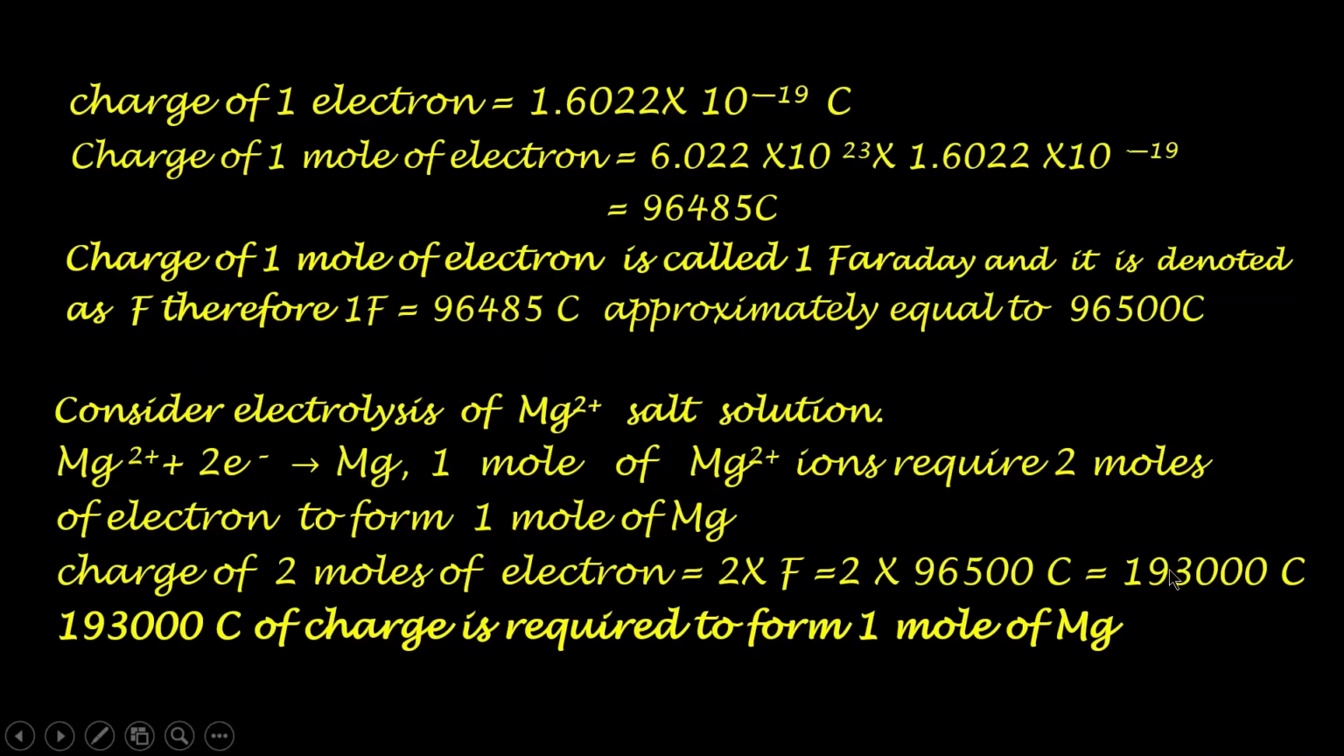So 2 × 96,500 coulombs. 2 times the charge of 1 mole of electrons will be equal to the charge of 2 moles of electrons, that is 1,93,000 coulombs. So 1,93,000 coulombs of charge is required to form 1 mole of magnesium at the cathode. This will be observed in the electrolysis of magnesium salt solution. So when we are electrolyzing magnesium salt solution, 1,93,000 coulombs of charge will be required to form 1 mole of magnesium at the cathode.